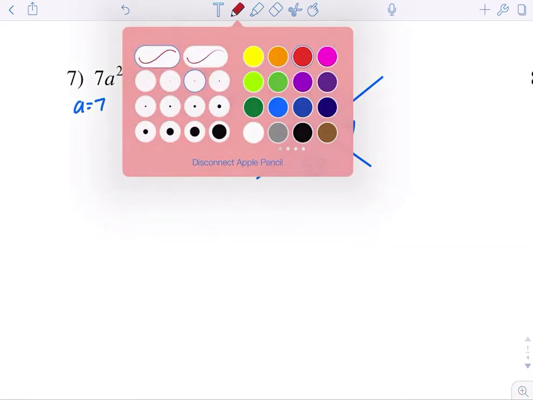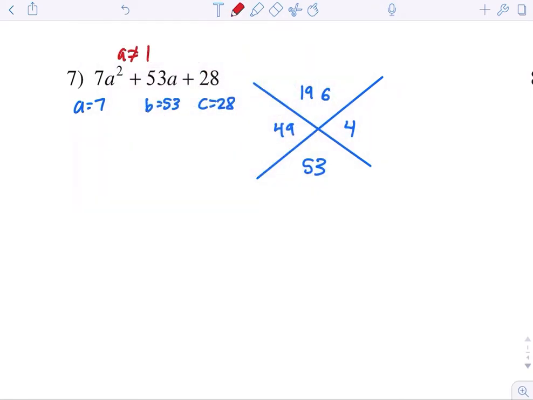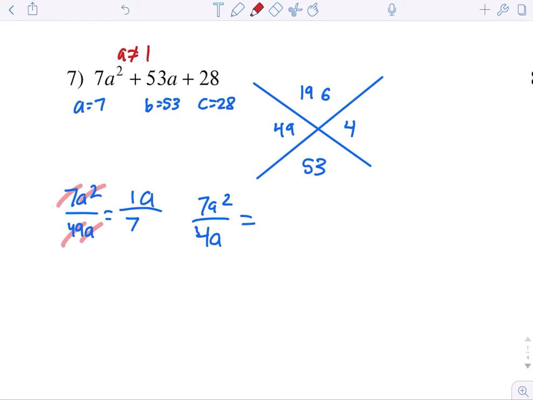So A is not 1, you guys, so that means you gotta write the first term twice. 7a squared over 7a squared over, and remember it's over these two numbers. So 49, have to add the variable, and 4, add the variable. Cancel off a 7 for the numbers, so you get 1 over 7, and cancel off one of the a's, so you get a. On this side, you just cancel 1a off, so you're going to get 7a over 4. Factors: a plus 7, 7a plus 4.